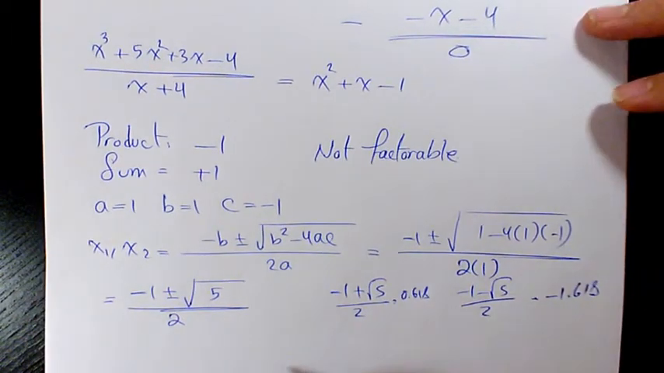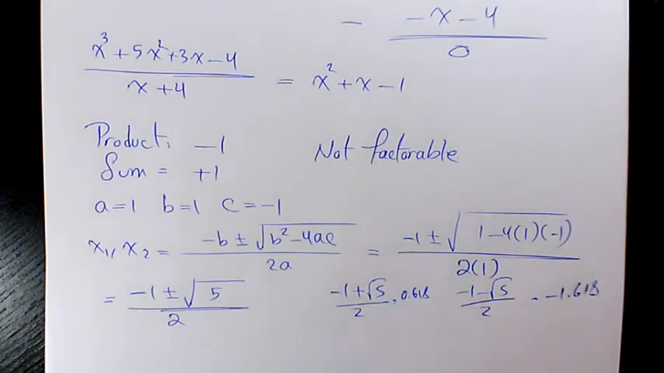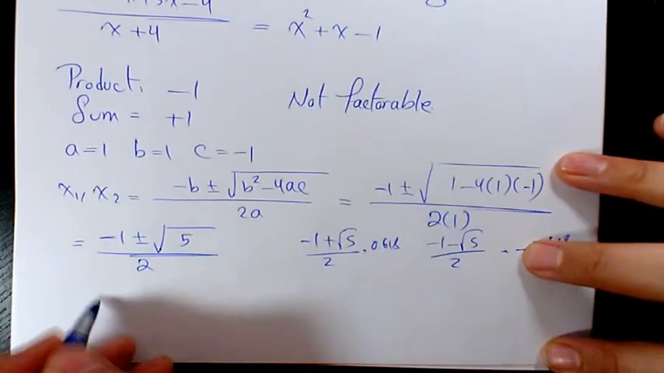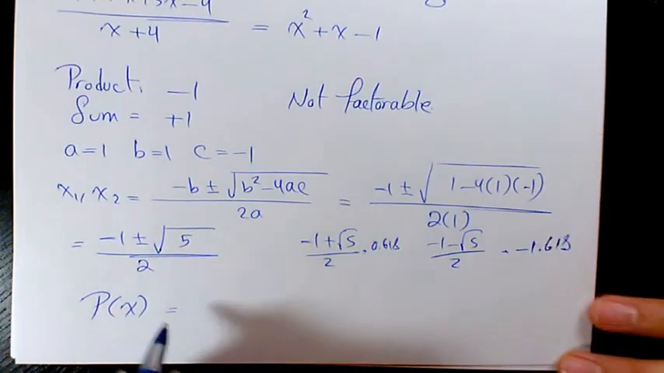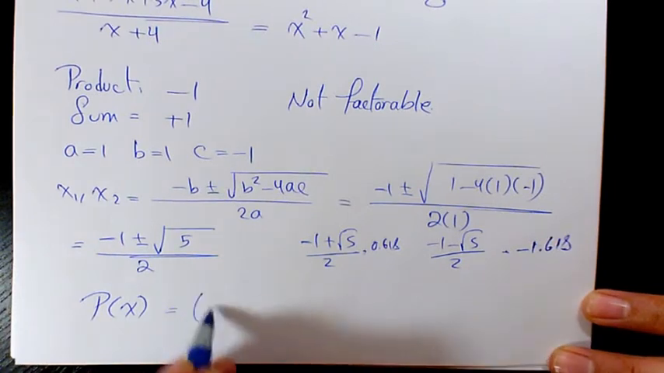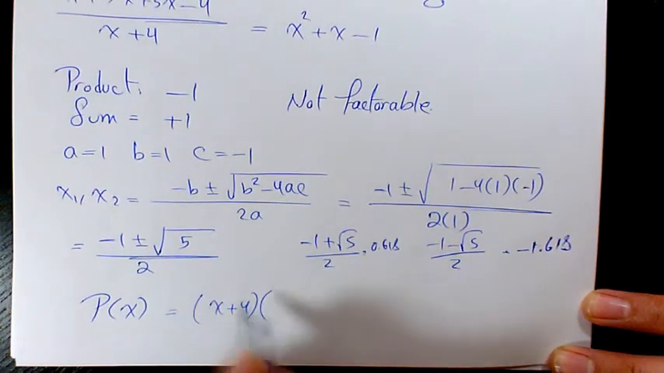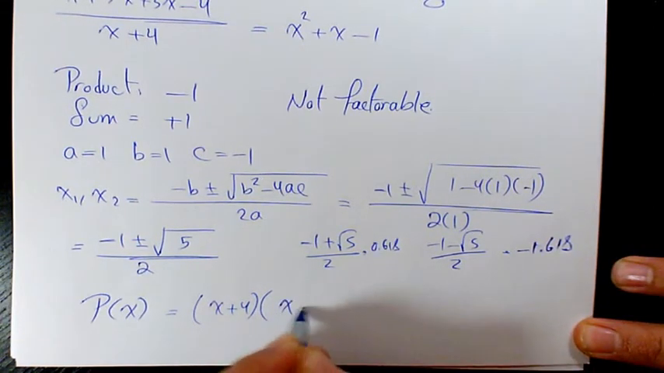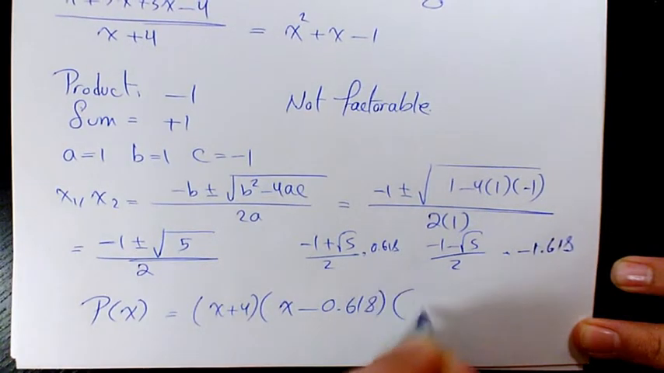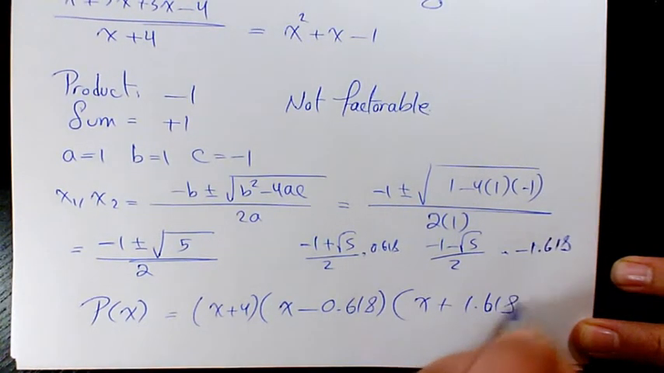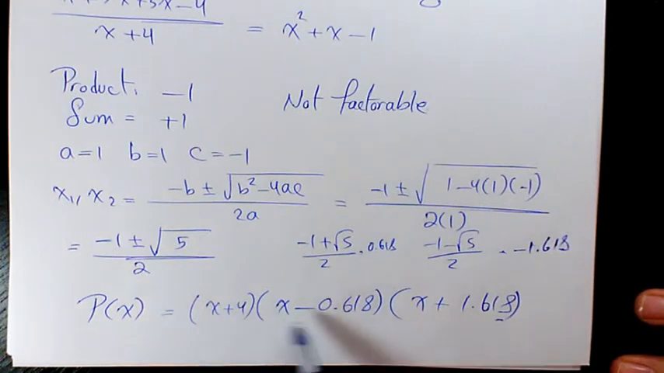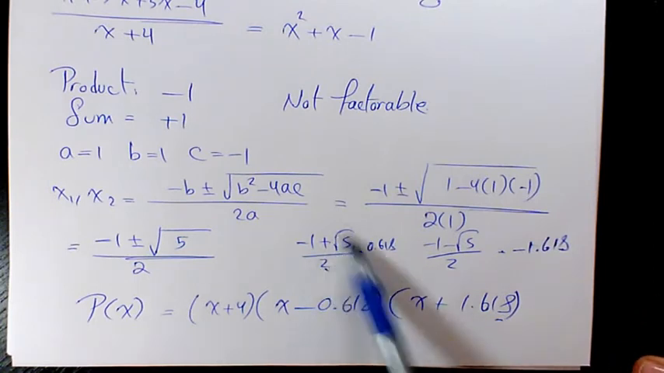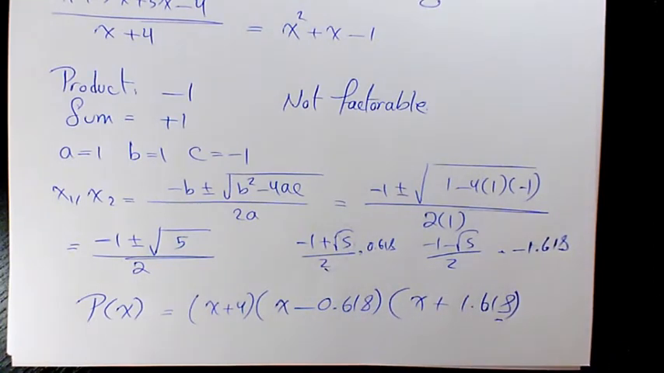And we had another factor, x plus 4. So you're going to write it as x plus 4 times x minus 0.618 and x plus 1.618. Or if you want to write it exactly, you need to include this one and this one in here.